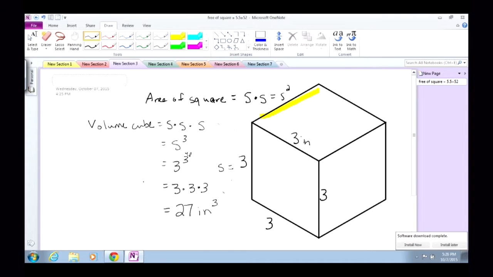So hopefully that's helpful, but a lot of these problems, if you remember the formula, are not too challenging. If you can just think about what you know about a square, that will help you add that third dimension in there.